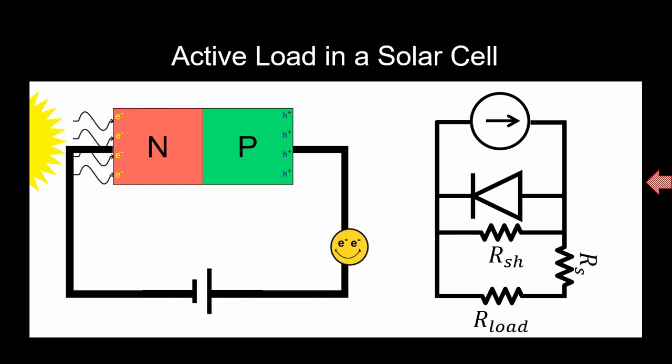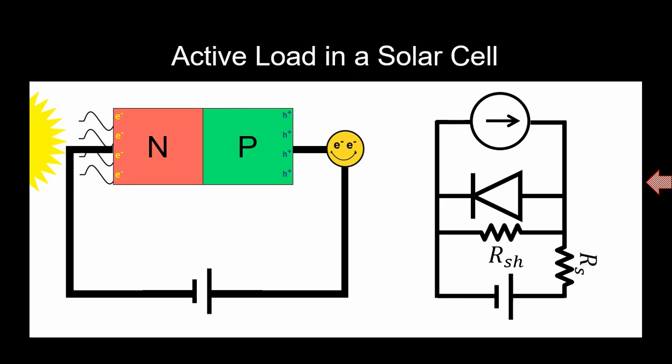And in that case, your equivalent circuit will look something like this. You will have a current source, an ideal PN junction diode, and in parallel to that, a shunt resistance. In series to that circuit, you will have a series resistance, which is offered by the series resistance of the PN junction diode. And you will also have a voltage supply, an active voltage supply.